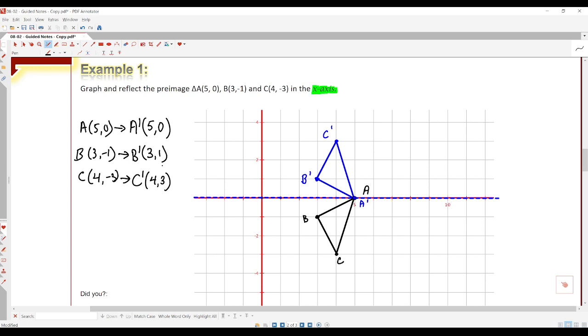Take a look at the coordinates. And what do you notice about the before and after coordinates? Take a look at these coordinates. Look at the x's, look at the y's. What changed or what stayed the same? What do you notice about the x coordinates? They're exactly the same. The y coordinates just change from negative to positive or positive to negative.